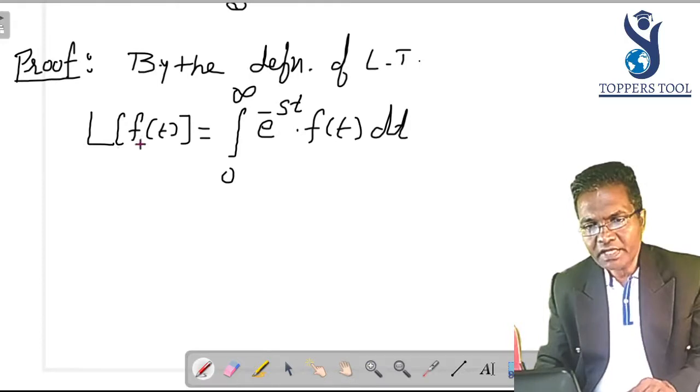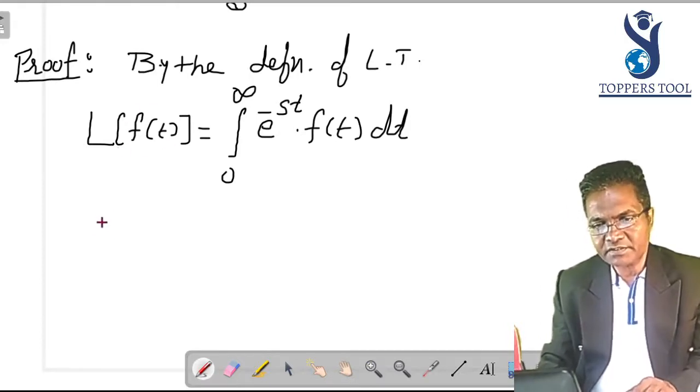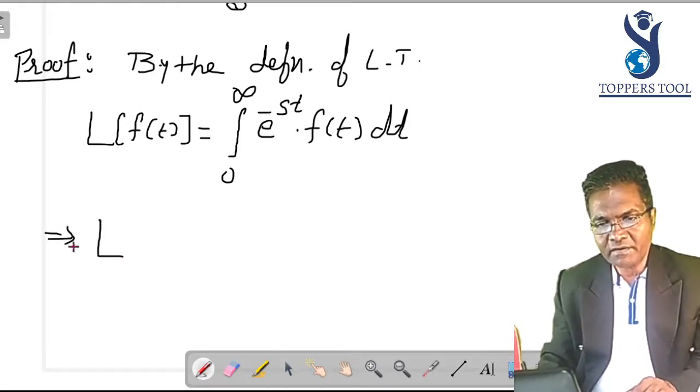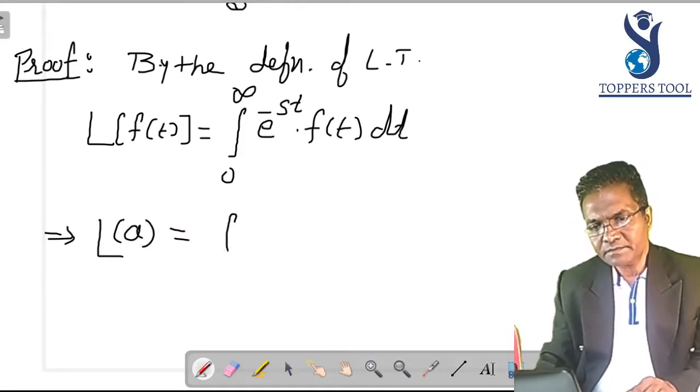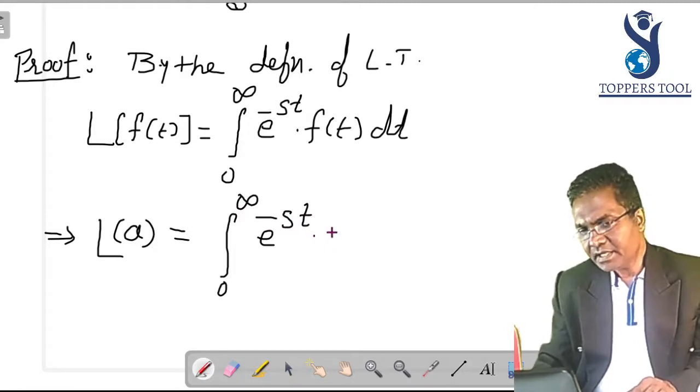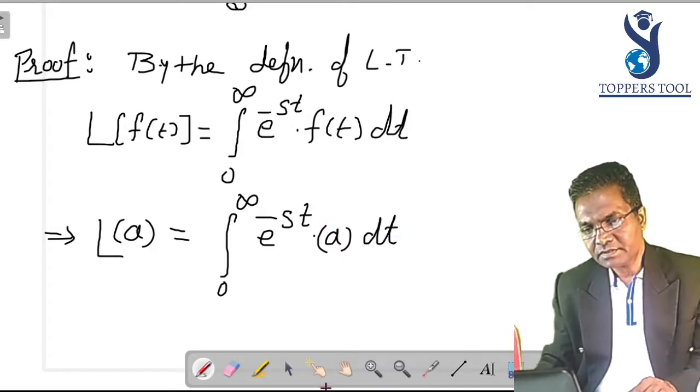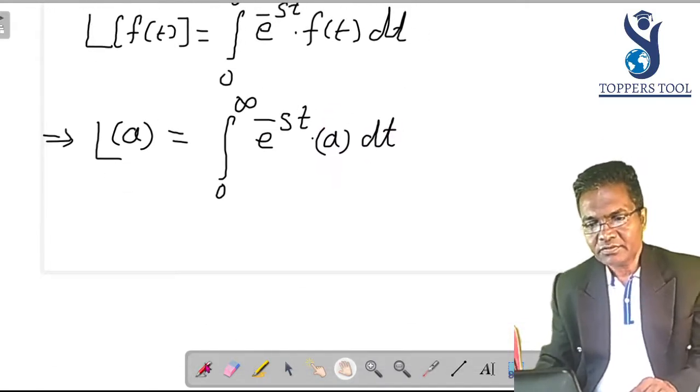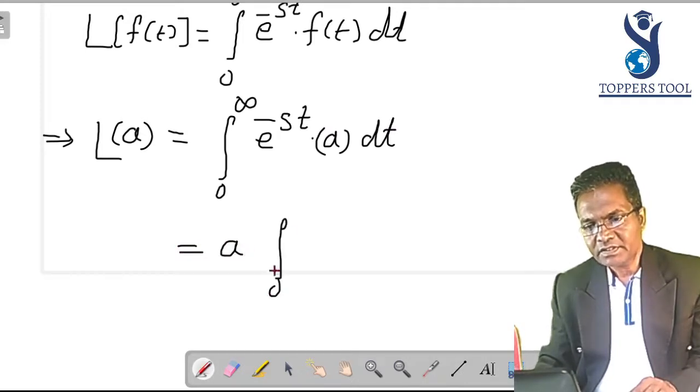Okay, we are interested in Laplace transform of constant function. So I put f of t is a. So L of a is 0 to infinity e power minus st into f of t as a. Okay. So a is a constant here. 0 to infinity e power minus st dt.